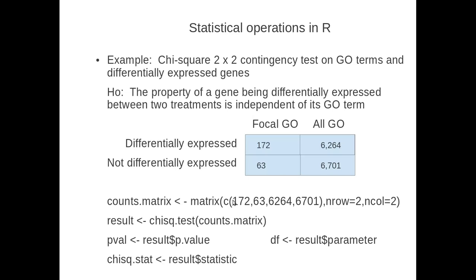I encourage you to try it out. Again, we can do the test, input the matrix, and get a result object. We can extract the values that we want. Again, you can look at the chi-square.test documentation to know which compartments of the result object are named so that you can extract them using this syntax.